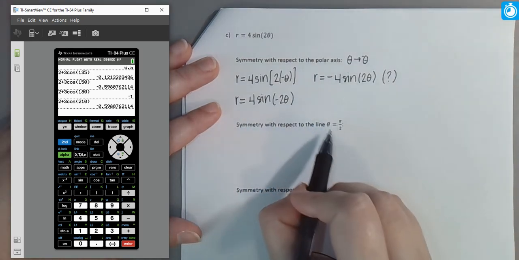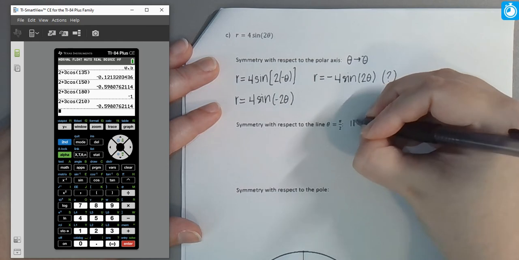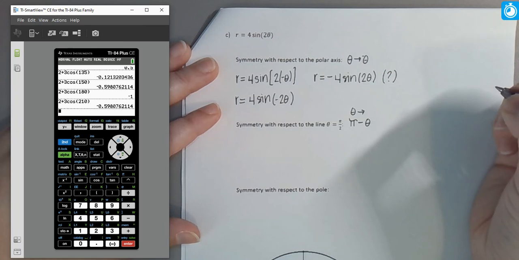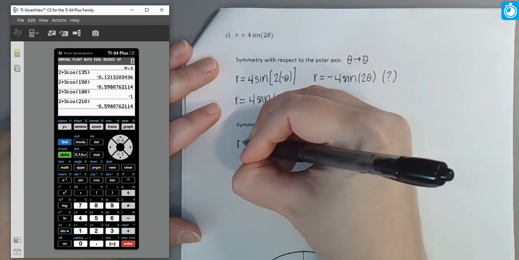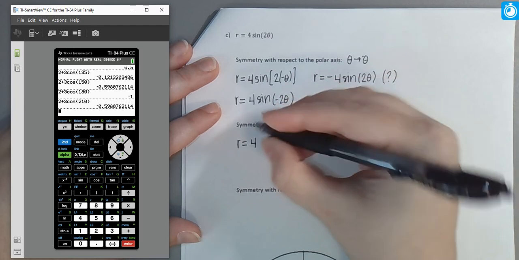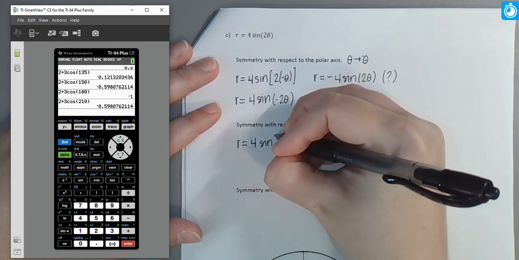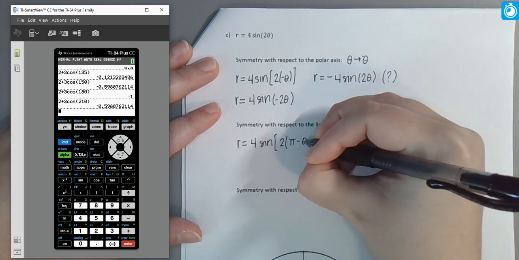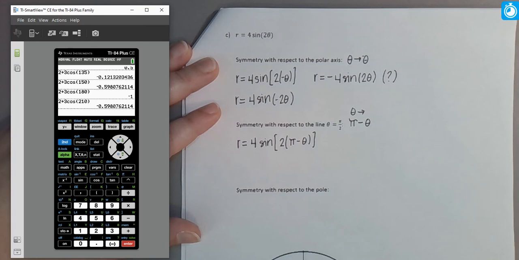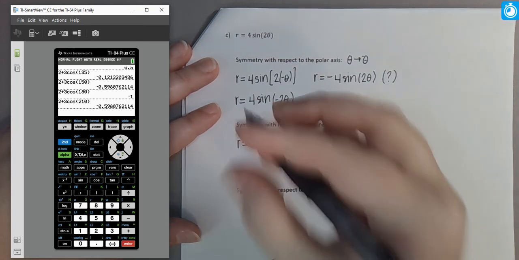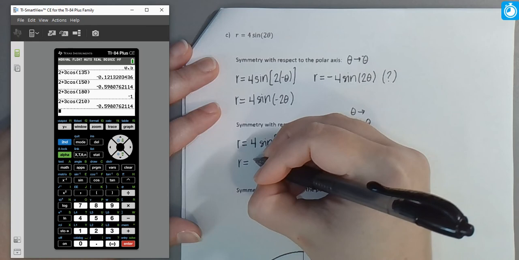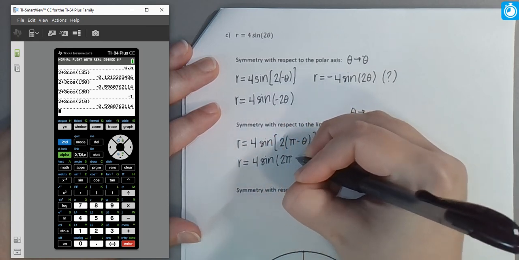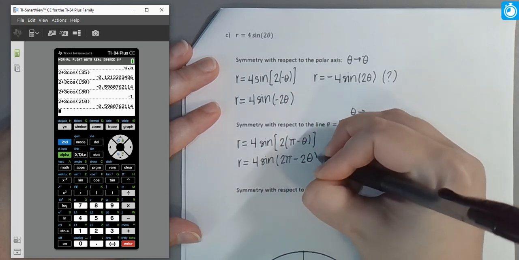Now what about the line theta is equal to pi over 2? We're going to replace theta with pi minus theta. So we have r is equal to 4 times the sine of 2 times pi minus theta. Be careful when you write this. Notice I'm using brackets and parentheses so I can differentiate the two. So this is going to be r is equal to 4 times the sine of 2 pi minus 2 theta.